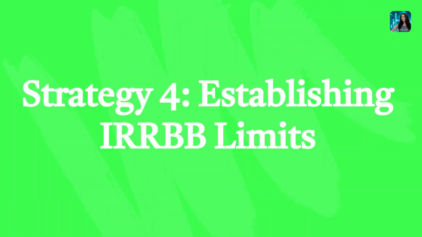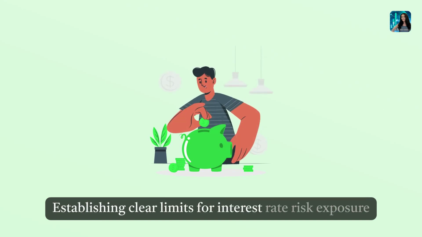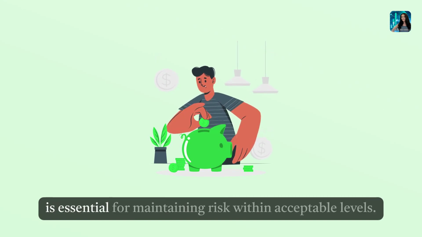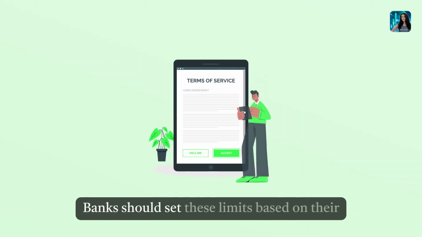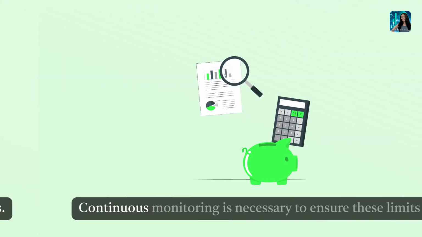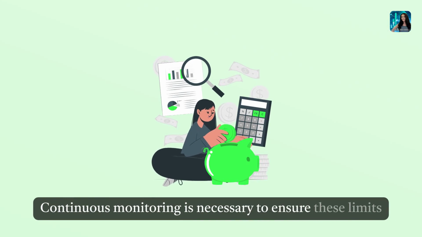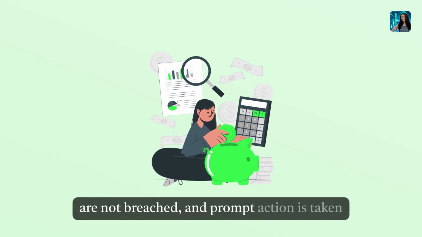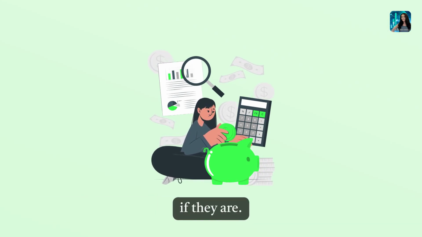Strategy 4. Establishing IRRBB limits. Establishing clear limits for interest rate risk exposure is essential for maintaining risk within acceptable levels. Banks should set these limits based on their risk appetite, capital adequacy, and regulatory requirements. Continuous monitoring is necessary to ensure these limits are not breached, and prompt action is taken if they are.